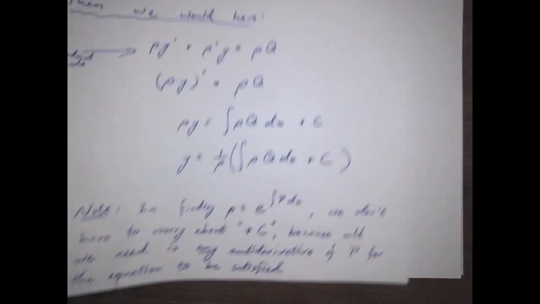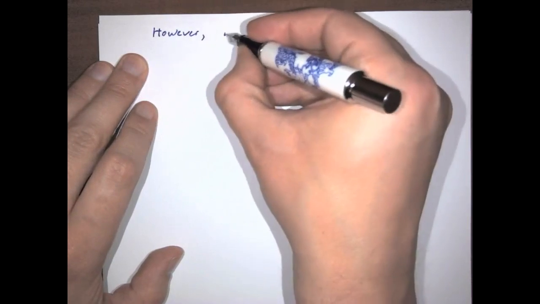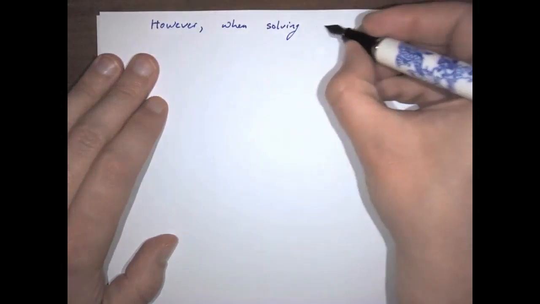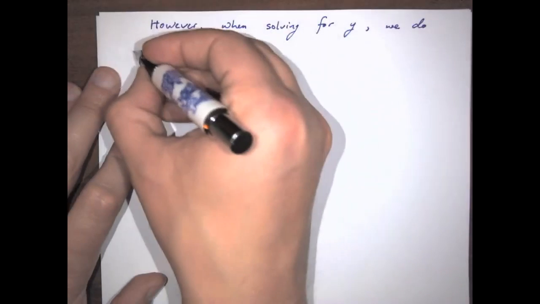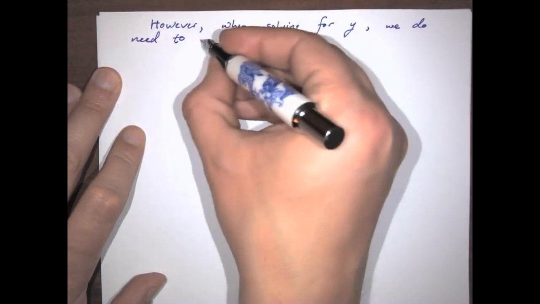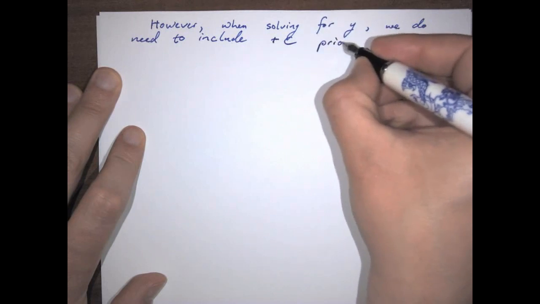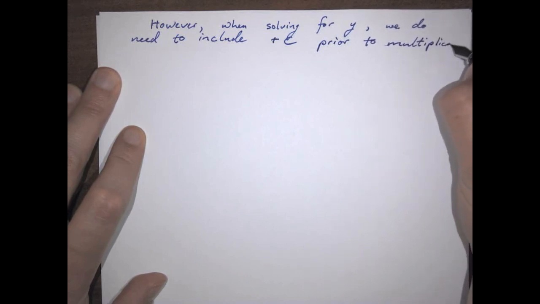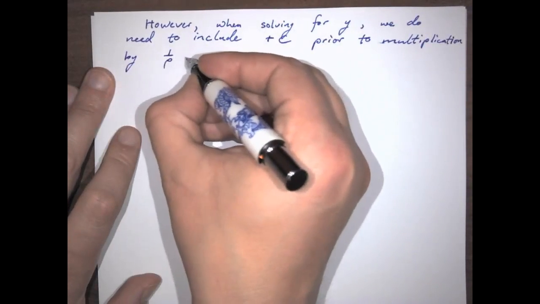But, however, when solving for y, we do need to include plus c prior to multiplication by 1 over rho.